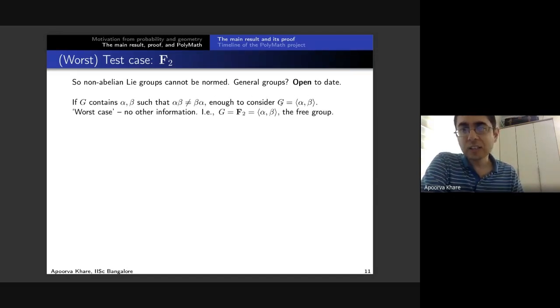The worst case, the most difficult case, would be when you have no other relations to play with. Usually groups come with presentations, generators and relations. These are the two generators.